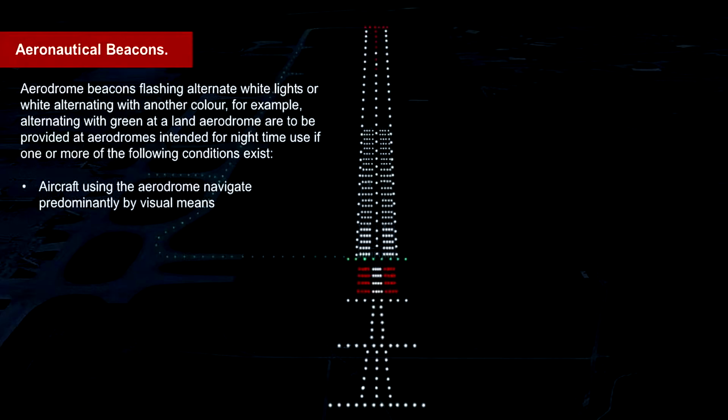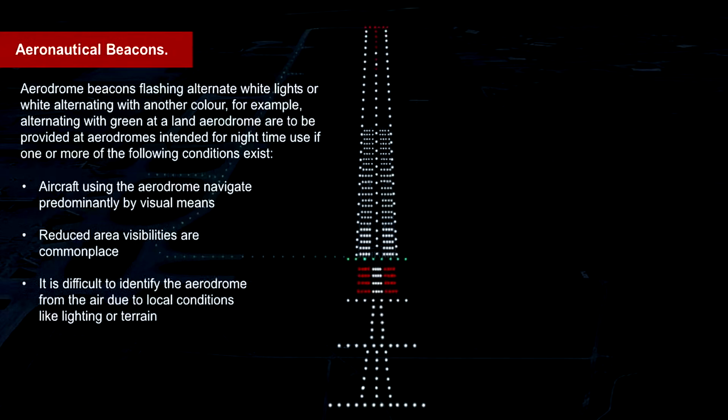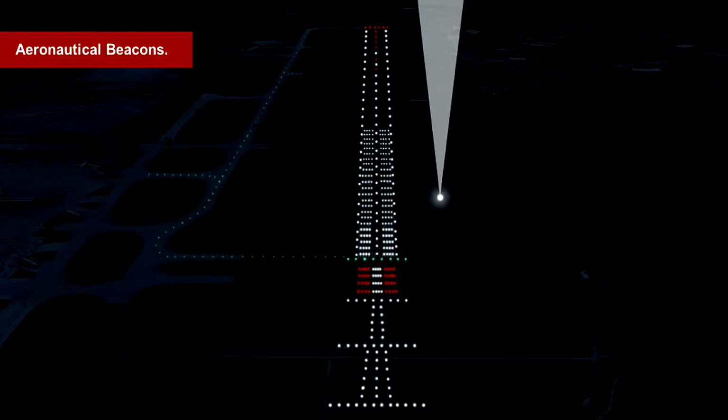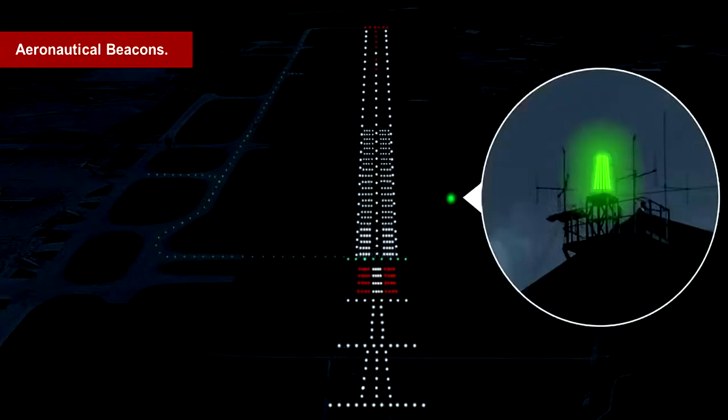Aircraft using the aerodrome navigate predominantly by visual means, reduced visibility is commonplace, or it is difficult to isolate the aerodrome from surrounding lights. It is difficult to identify the aerodrome from the air due to local conditions like lighting or terrain. The light from aerodrome or identification beacons shall show at all angles of azimuth and extend upwards to a height set by the authority that is sufficient to provide the required guidance to aircraft. It shall shine at no less than 2000 candela.